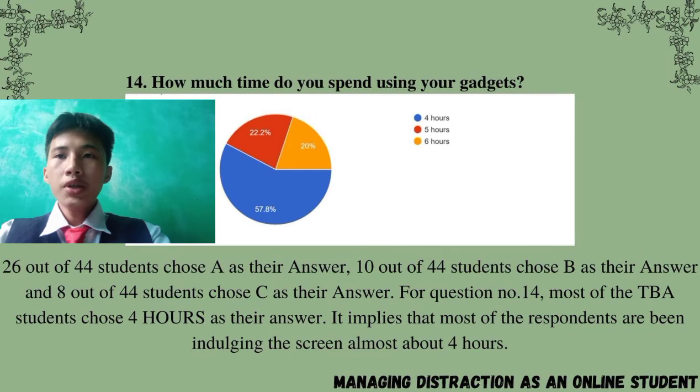For question number 14, how much time do you spend using your gadgets? 26 out of 44 students chose A as their answer. 10 out of 44 students chose B as their answer. And 8 out of 44 students chose C as their answer. For question number 14, most of the TBA students chose 4 hours as their answer. It implies that most of the respondents are indulging in the screen for almost 4 hours.